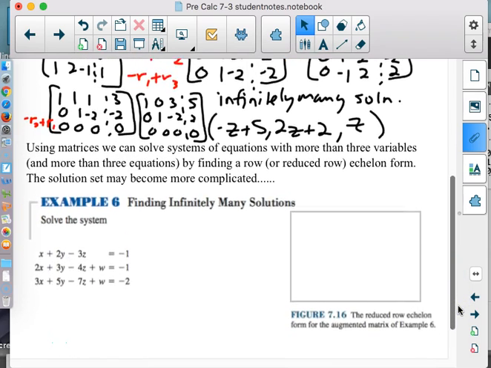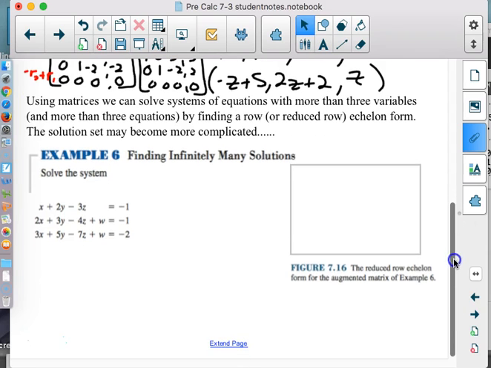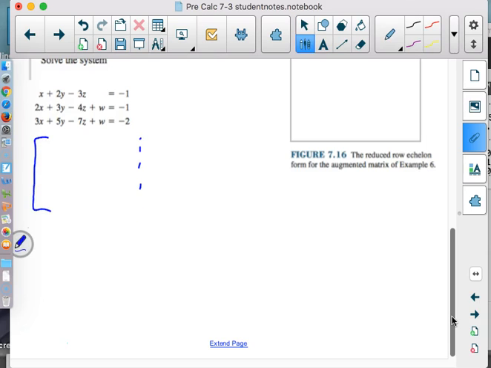Using matrices, we can solve systems of equations with more than 3 variables, so not just x, y, and z, but W. More than 3 equations by finding a row or reduced row echelon form. The solution set will become more complicated. But let's do this one with a calculator this time. So let's set up our initial matrix. Let's get it in the calculator and let the calculator do the work for the reduced row echelon form. If there are no W's, what do I have to put in my matrix? It's got to have a 0.